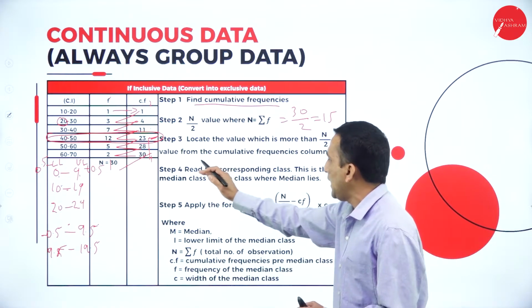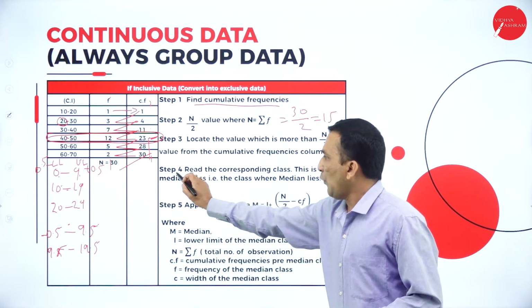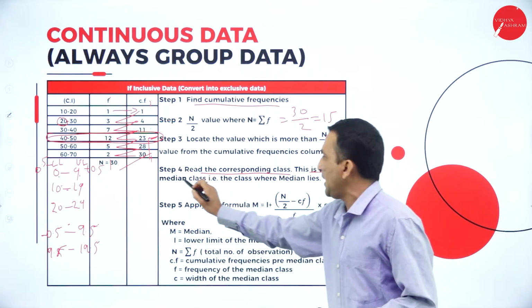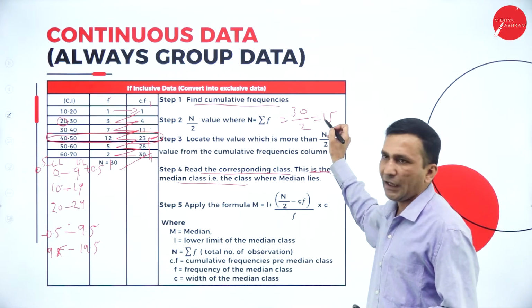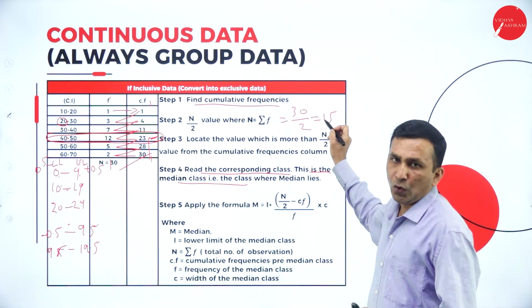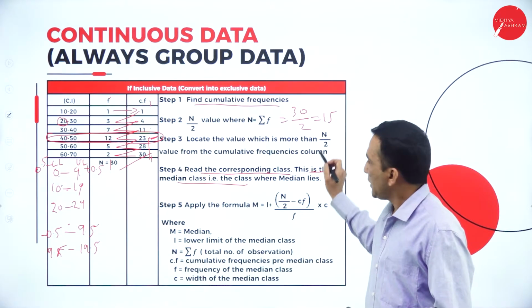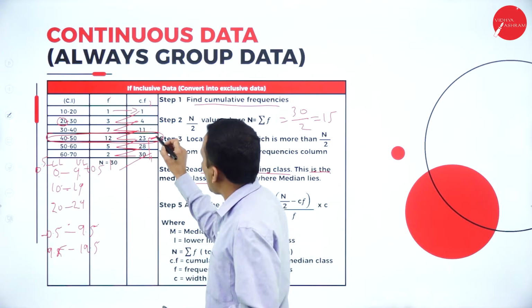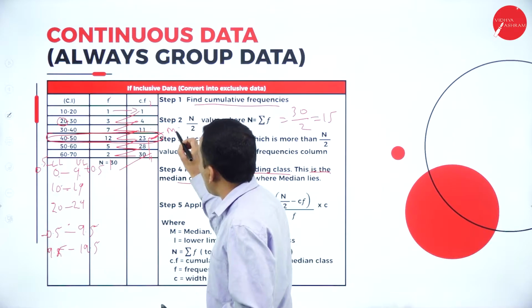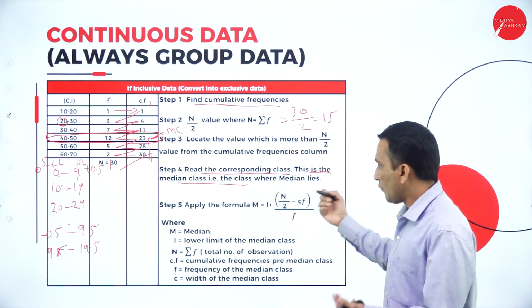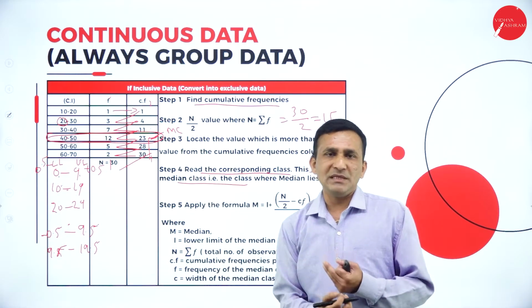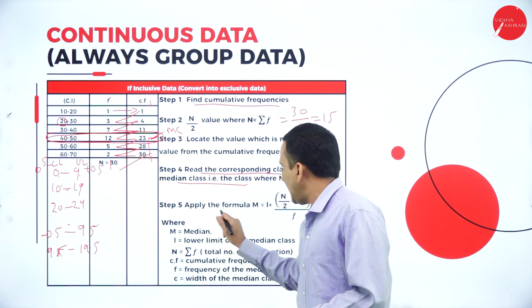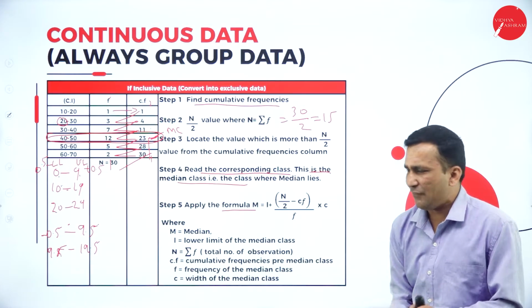Now after identifying, the fourth step: read the corresponding class. This is a median class, because after getting N by 2, I am getting 15, and that is how I located the value. So here I am writing, which is called the median class. After the fourth step is completed, now I want to go for the fifth step: apply the formula. Very simple formula.